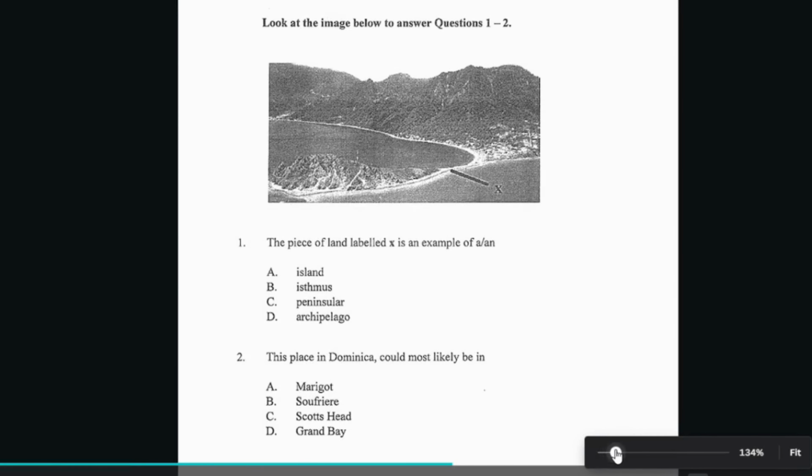Number 1, and this one is a very tricky question. So we are at Section 1, location, people, and places. Instructions: look at the image below to answer questions 1 and 2. So this means that this image is actually related to questions 1 and 2. Now for us to see just a little clearer, we are going to zoom in, okay? So number 1, the piece of land labeled X is an example of a/an.